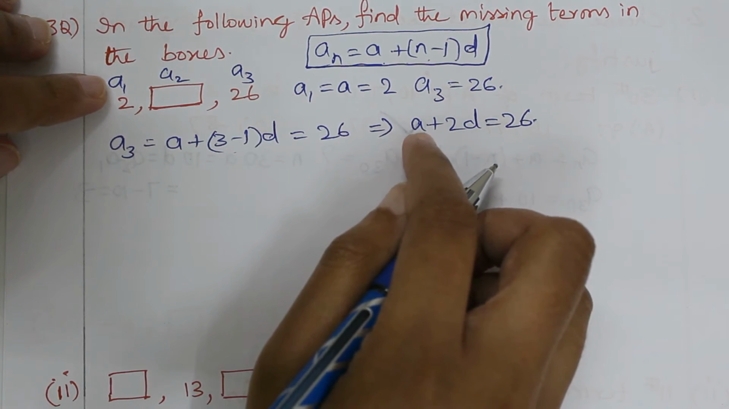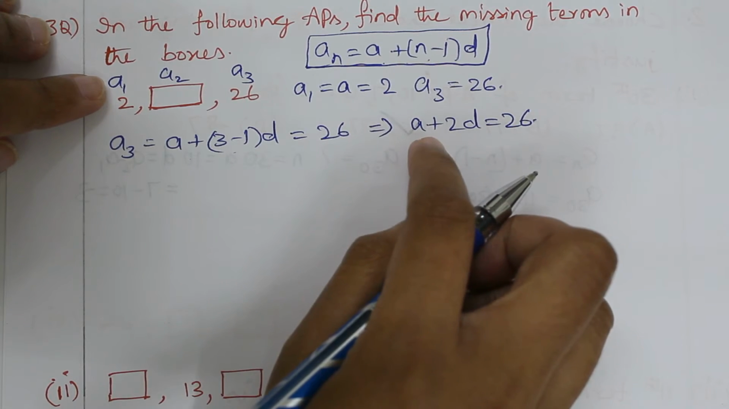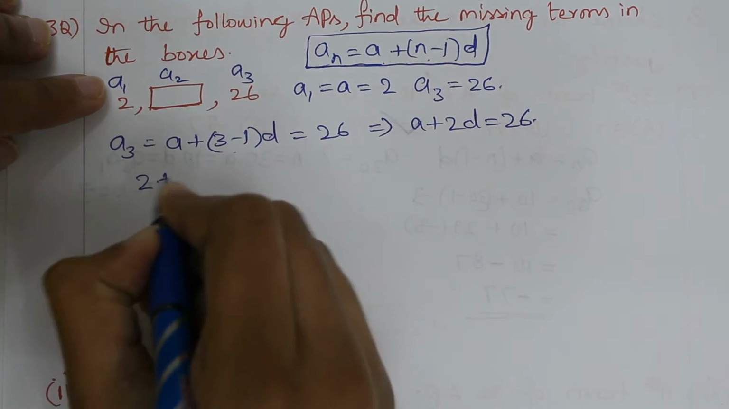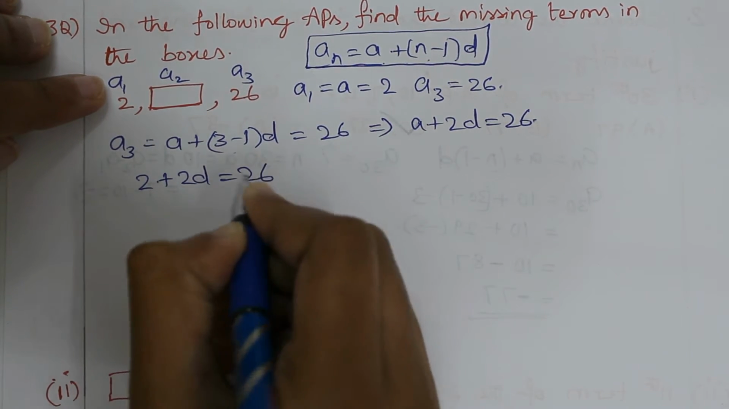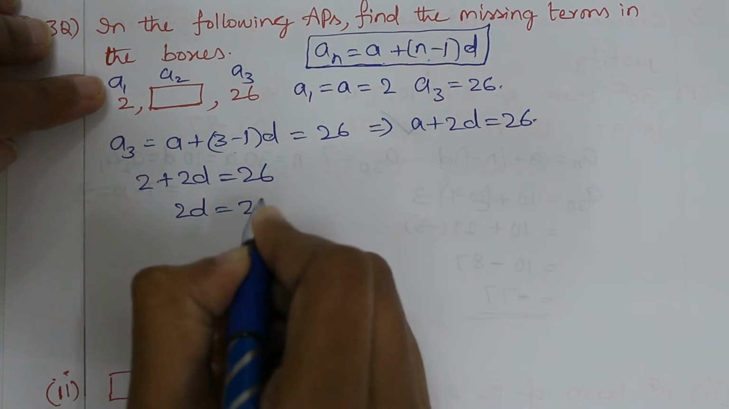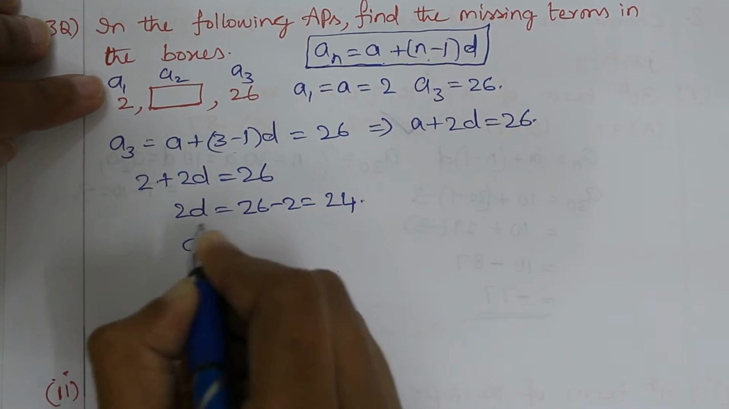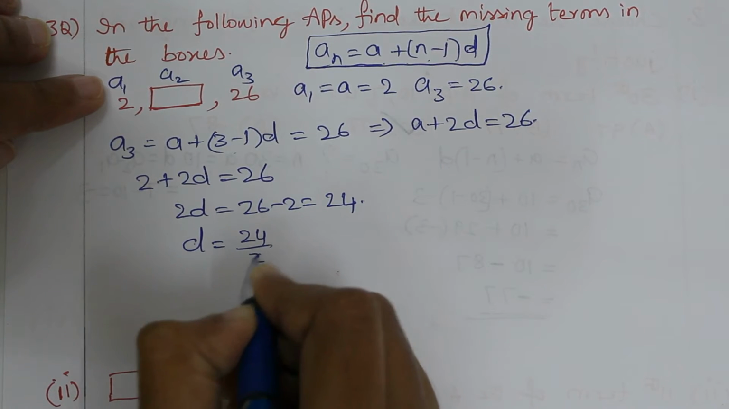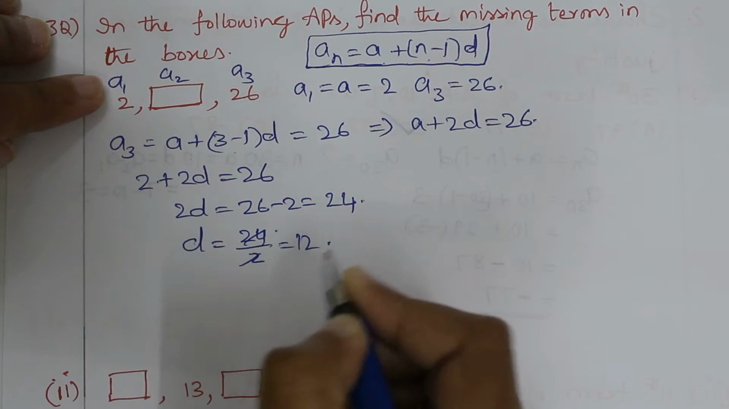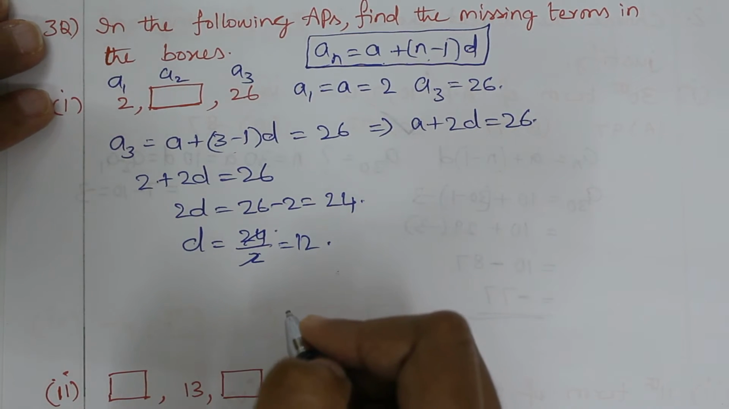So we know the value of A is 2, right? So we will substitute 2 here. 2 plus 2D is equal to 26. 2D is equal to 26 minus 2, that is equal to 24. And D is equal to 24 by 2, that is equal to 12. So we got the value of D as 12.